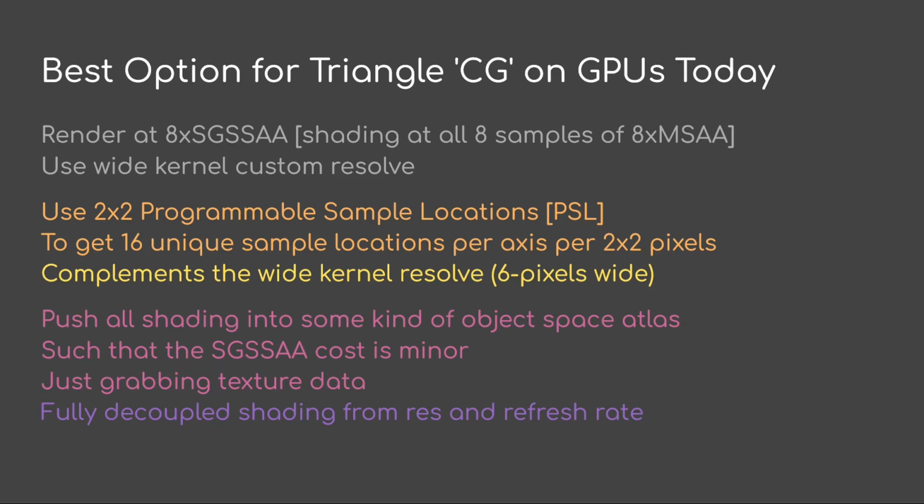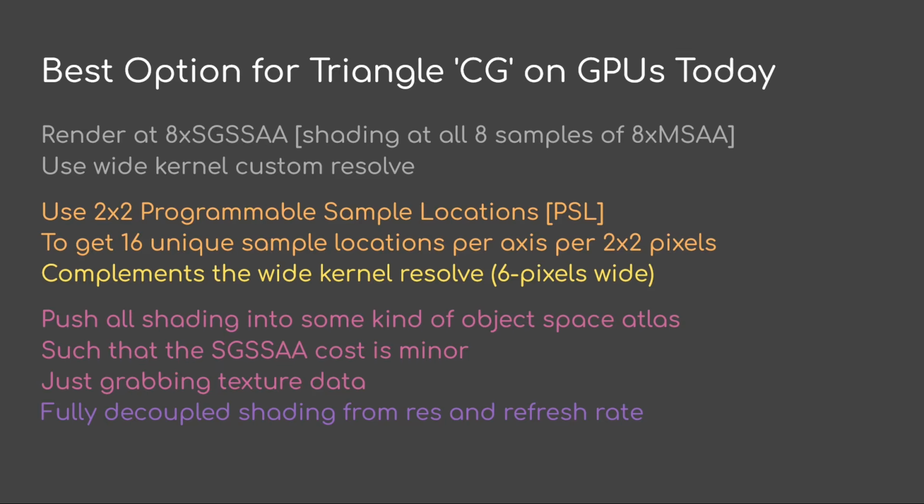It would be to render at 8X SGSSAA. So we're shading all 8 samples of 8X MSAA, and then pair that with a wide kernel custom resolve. The other thing we can do here is we can use the 2x2 programmable sample locations, and we can get 16 unique sample locations per axis per 2x2 pixels. And that'll complement the wide kernel resolve that we're going to do, which will be roughly a 6 pixel wide kernel resolve. So this will effectively make 8X MSAA look like 16X MSAA.